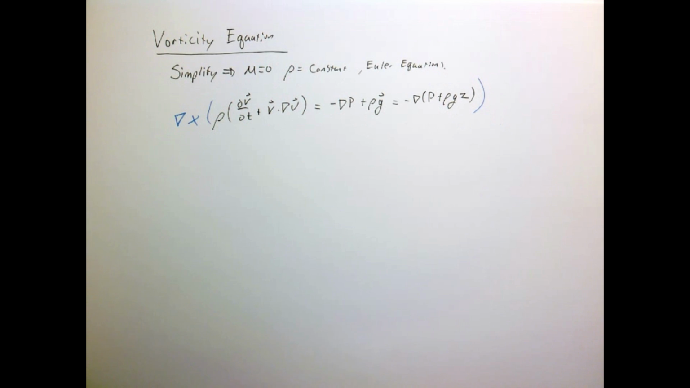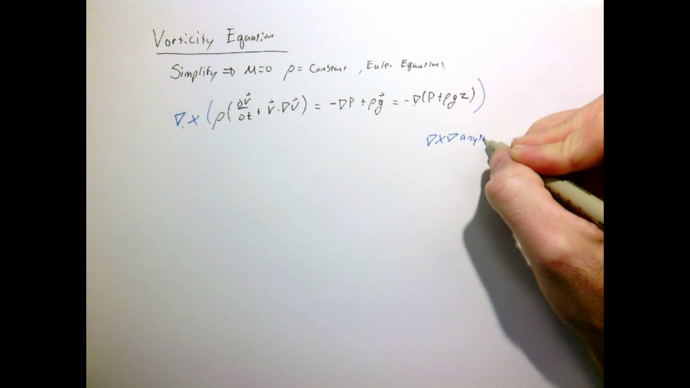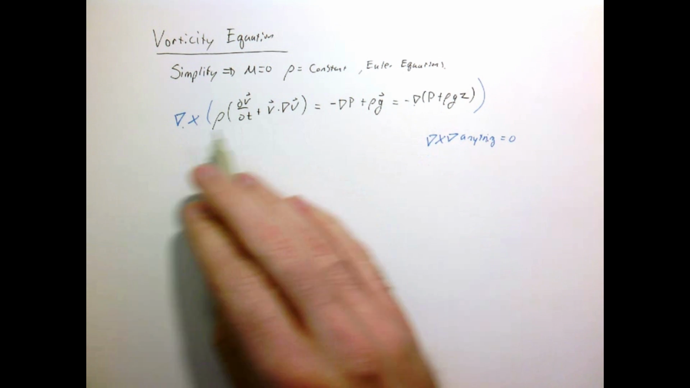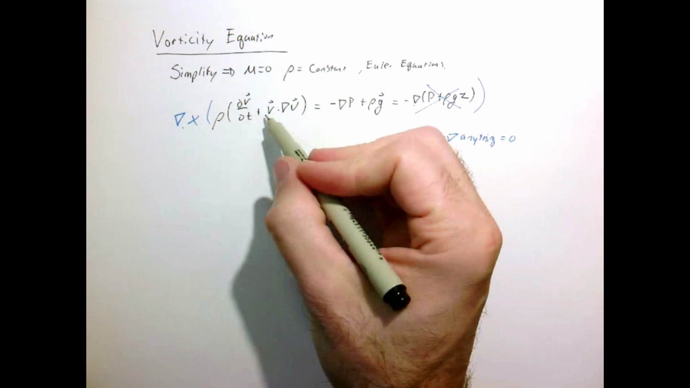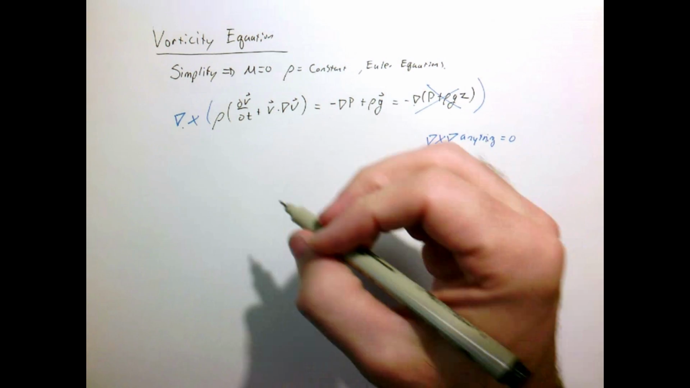Now you might remember from vector calculus that if I take the curl of the gradient of anything, I get 0. So when I take the curl of this entire equation, the whole right-hand side is going to disappear. So in order to get our vorticity equation, I just have to know how to distribute the curl operator among this kind of funny operator here, v dot gradient v. Now I won't go through the details, I'll just write the result.